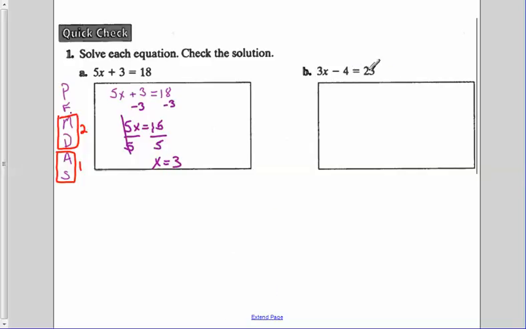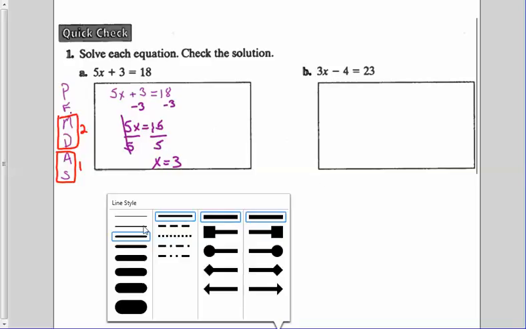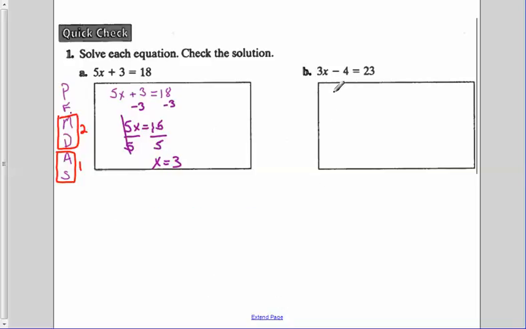For 3x minus 4 equals 23. Again, I'm going to rewrite this just to make this easier. I'm going to bring my pen size down. 3x minus 4 equals 23. So I'm going to do the opposite. I see subtraction, so I'm going to add 4.